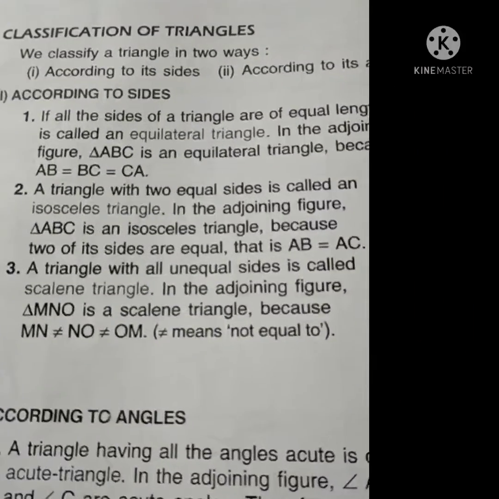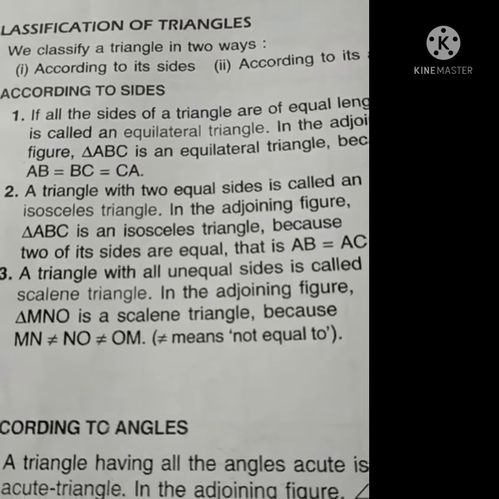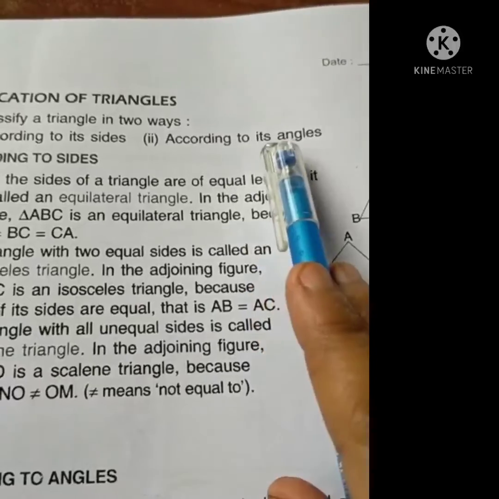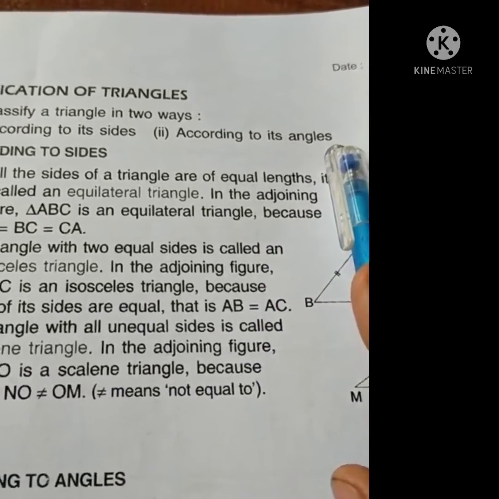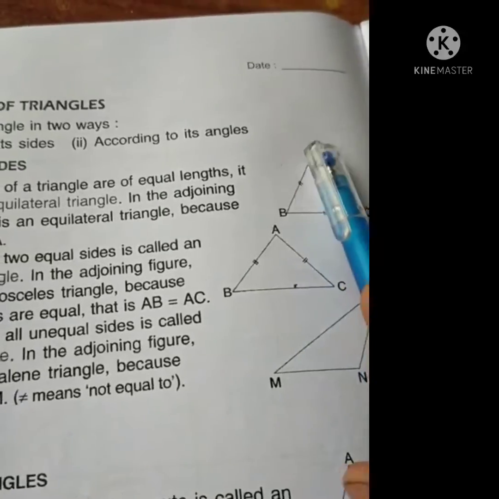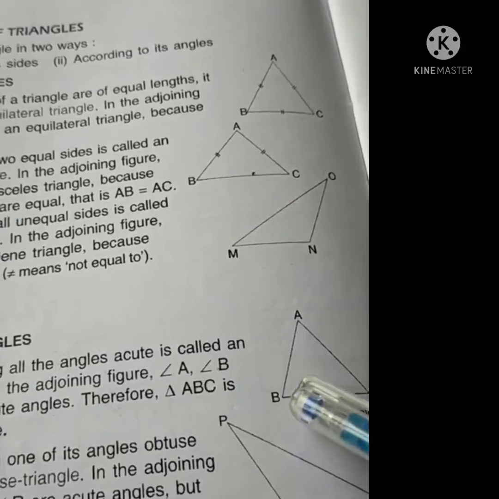Good morning children. Today we will do different types of triangles. Now triangles are classified according to the sides and according to their angles. So आप triangle को उनके साइड्स के अकॉर्डिंग क्लासीफाई कर सकते हैं एंड अकॉर्डिंग टू द एंगल्स ऑल्सो.